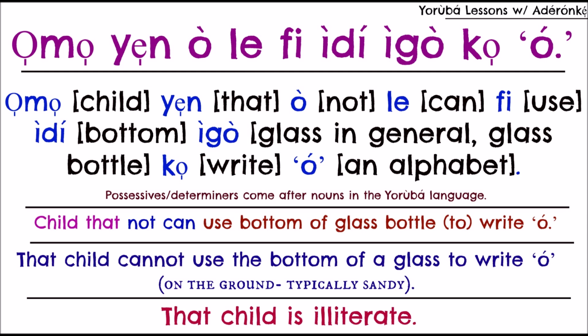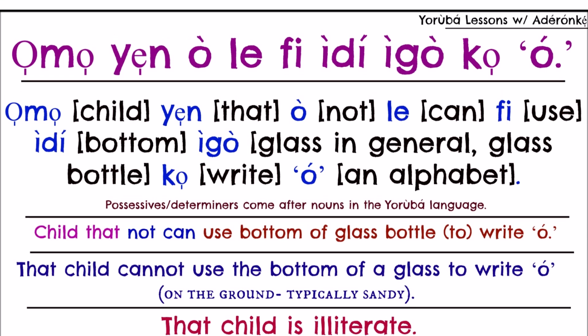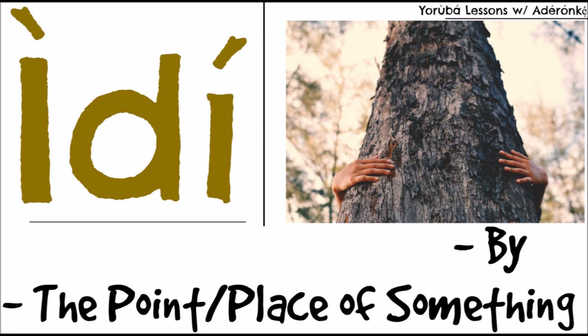And then lastly, so that I can let you go, ed could be by. It could be the point or place of something, which many times you can just simply translate to by, depending on the sentence structure. Ed is by. It could be the point or place of something.